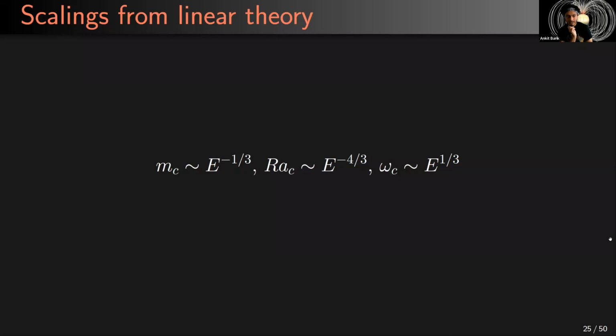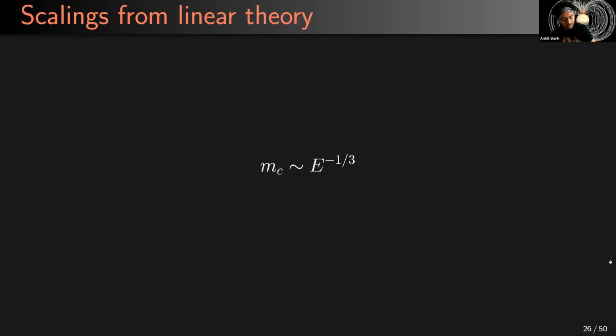Now we come back to simple, very first order scalings from linear theory. That's how they look. The critical wave number is supposed to go as Ekman to the minus 1/3, the critical Rayleigh number as Ekman to the minus 4/3, and the critical drift frequency as Ekman to the 1/3 when you scale time with the rotation rate.